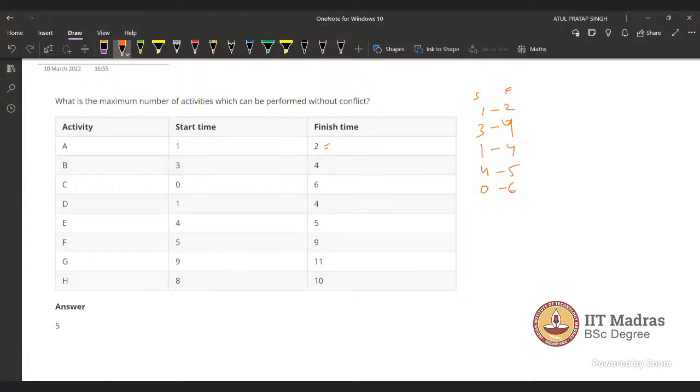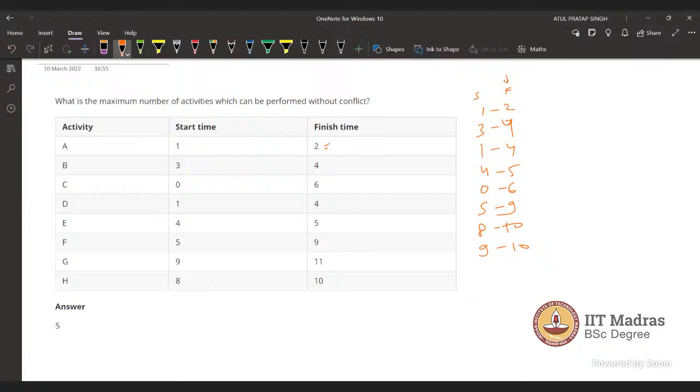And next is 9. So 5 to 9. And 9 to 11. No, sorry, 8 to 10. And 9 to 11. Okay, so our first step is that we will sort the activity according to their finish time in increasing order. Okay, so this is the finish time, or we have sorted this activity.